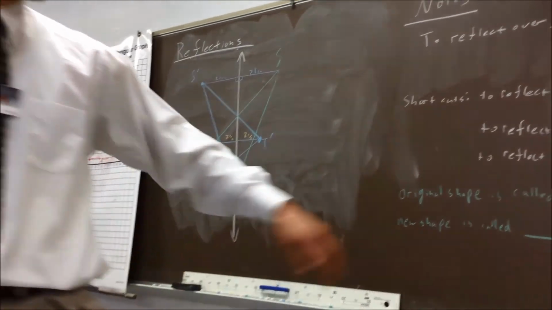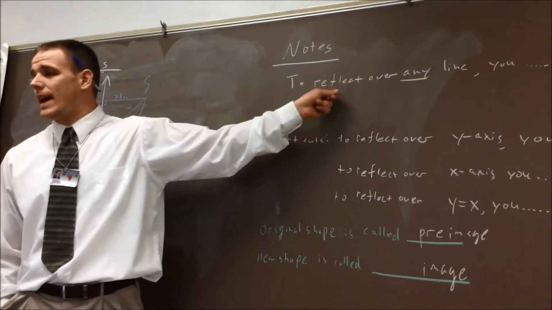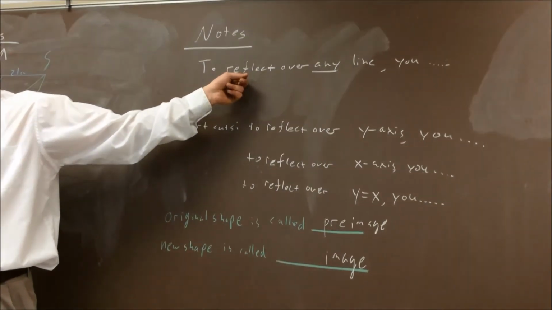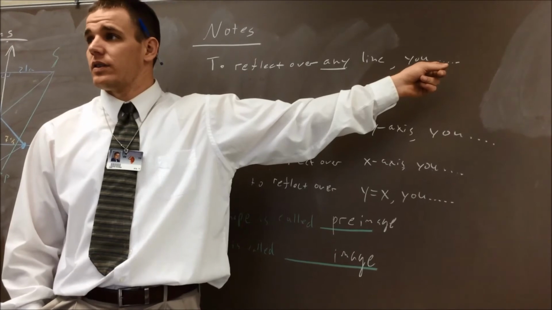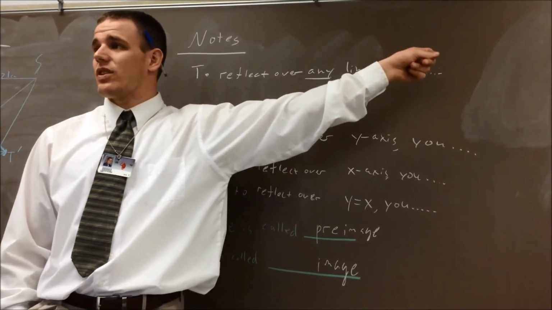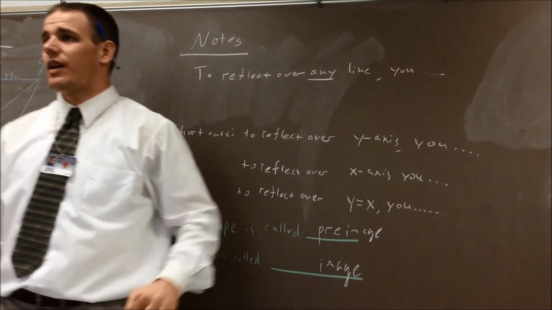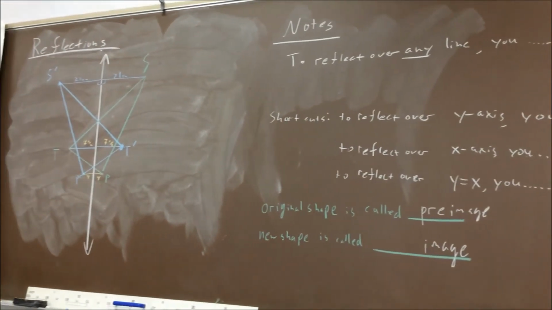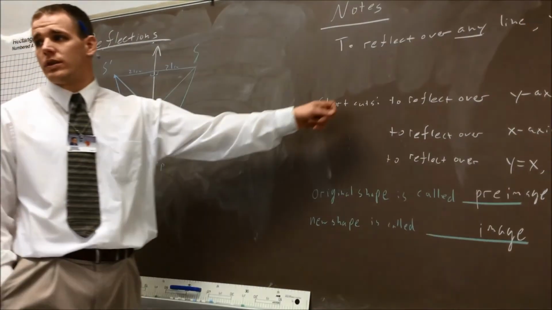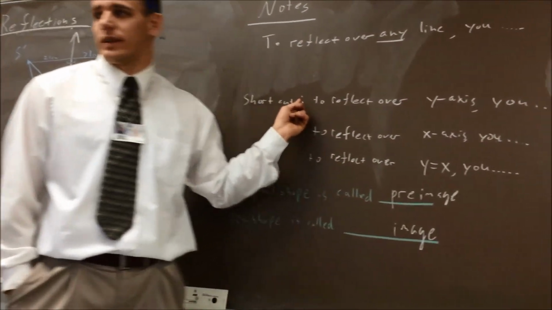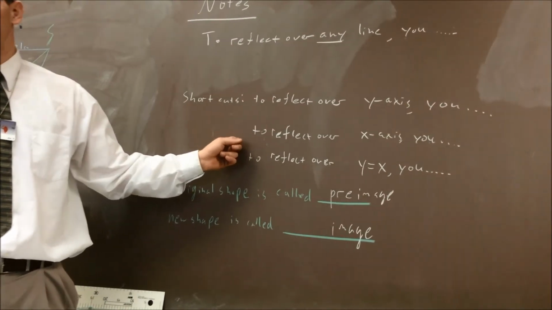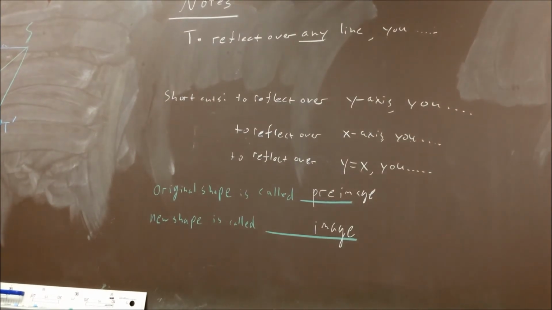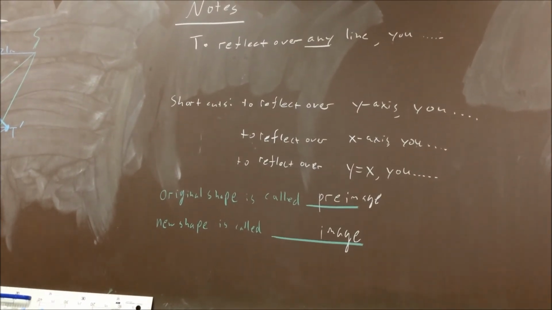The big idea here is to reflect over any line, what do you have to do? Sum it up. Count how far over to the line of reflection, and then count the same distance on the other side. Make sure the line's sitting at 90 degrees. To reflect over the y-axis, what do you do? Opposite the x-coordinate. Reflect over the x-axis, what do you do? Opposite the y-coordinate. Reflect over y equals x, you switch the two. Go ahead and begin your homework.